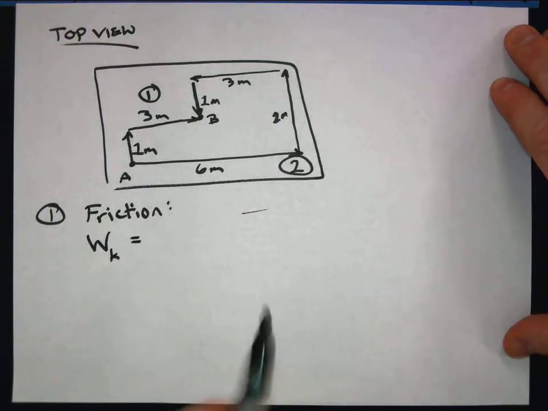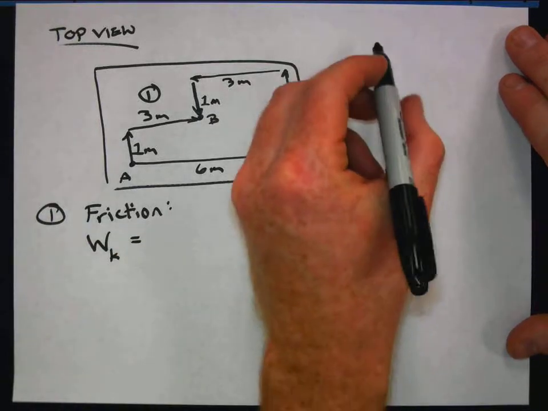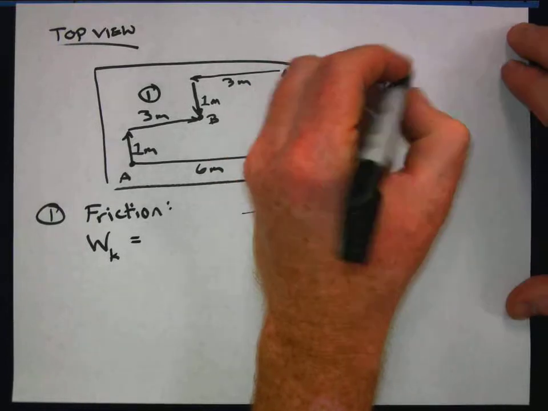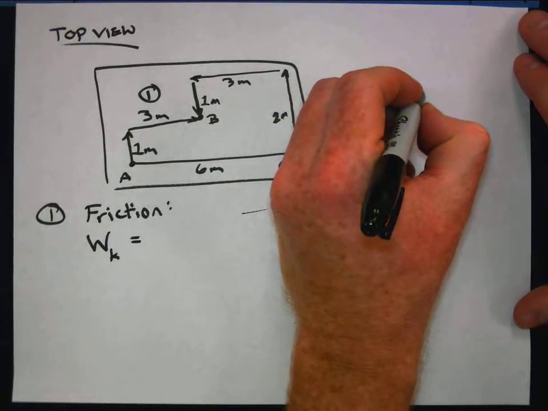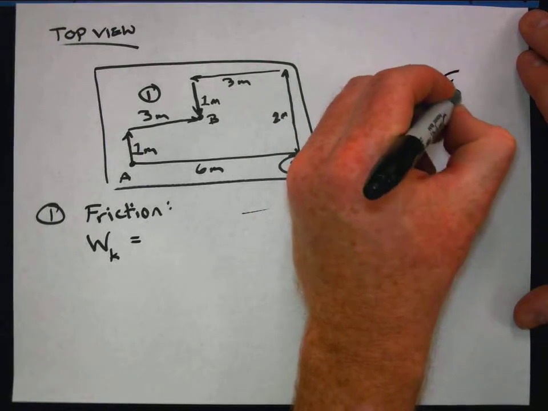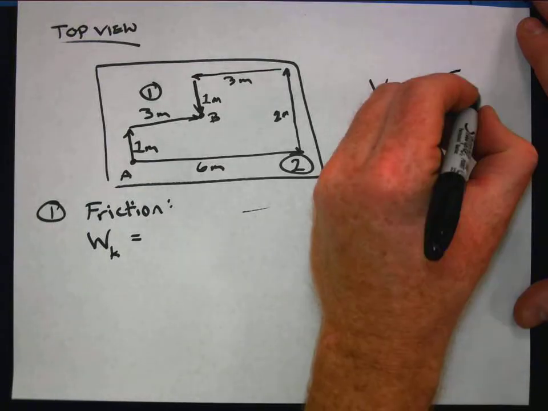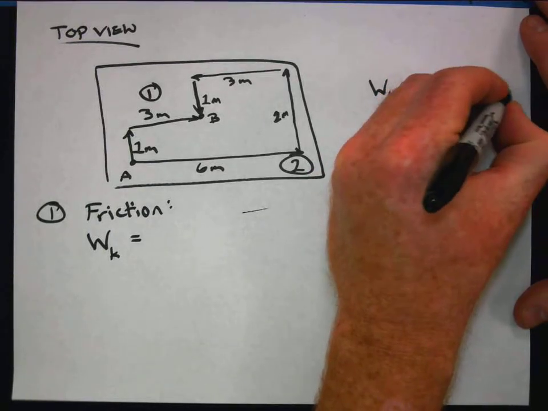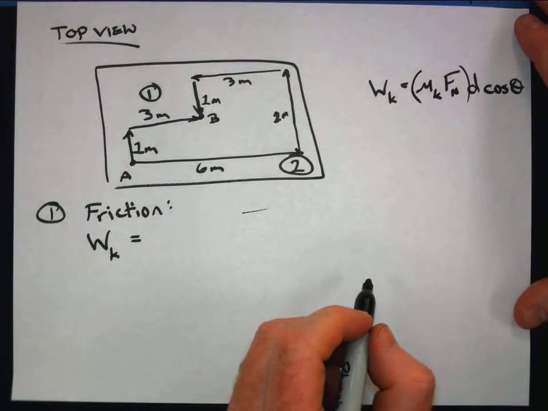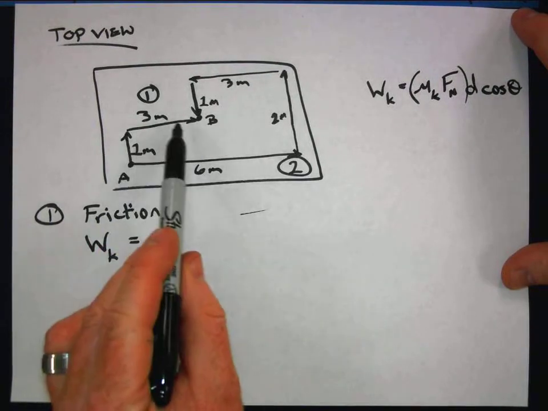How do I set this up? Friction, a little off to the side here. Work done by friction. Well, I need a force of friction, and force of friction is mu kinetic times normal force. So here's the force of friction I'm dealing with. I'm going to also have a distance, and I'm going to have a cosine theta. There's my force, my distance, and my cosine theta. I have to do this for each segment of the pathway. So here in pathway 1 there are 2 segments, so I have to do this twice.